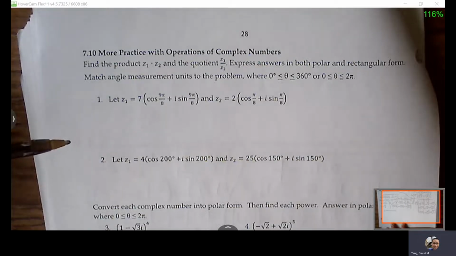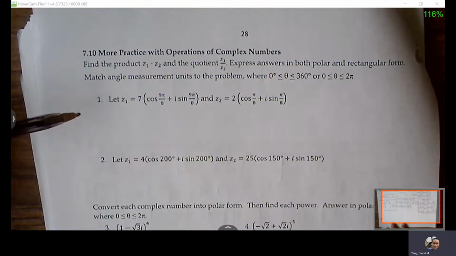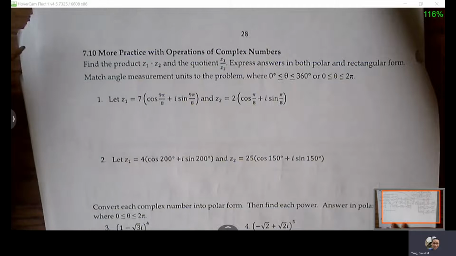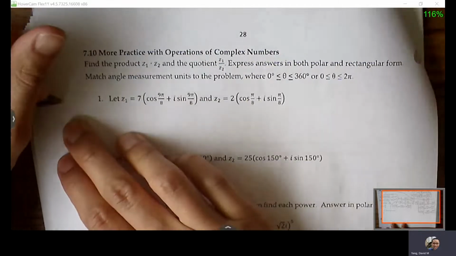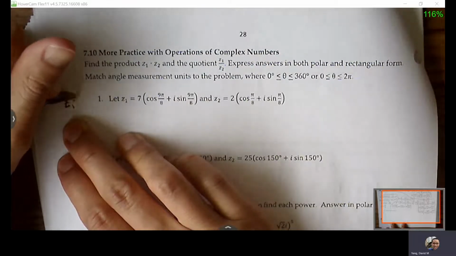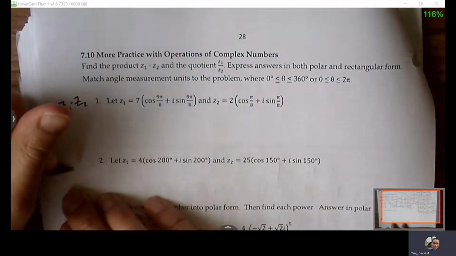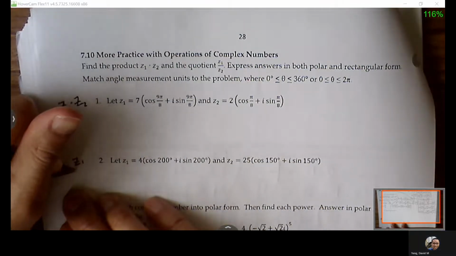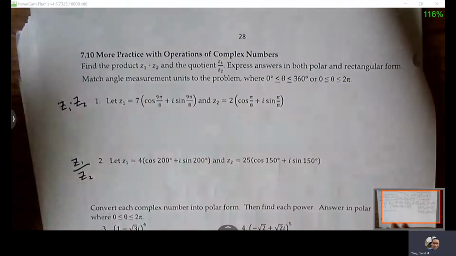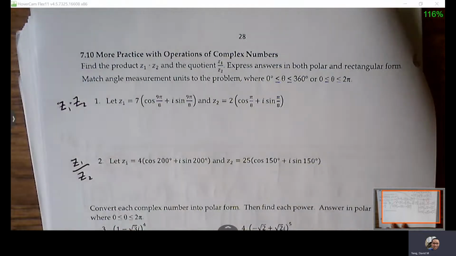I'm going to leave this up for another second here. I know that you guys are still copying this down, but for number 1, if you can do product, and number 2, you'll do quotient. Okay, are we okay with this page?